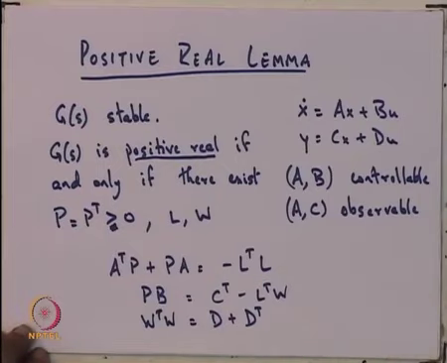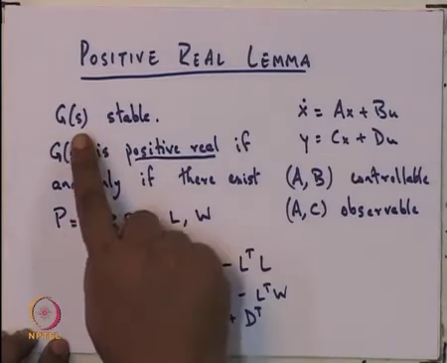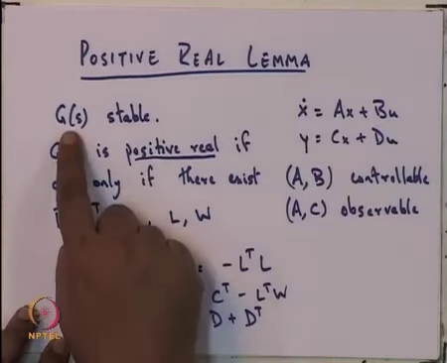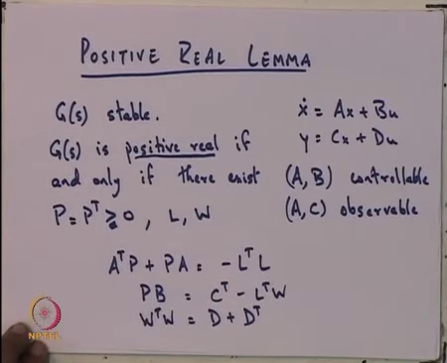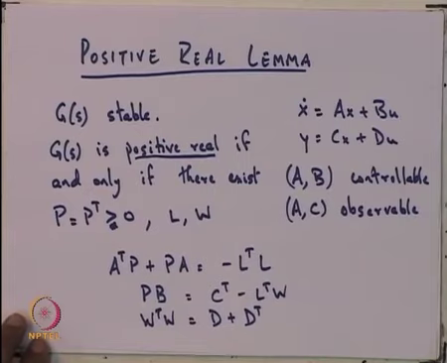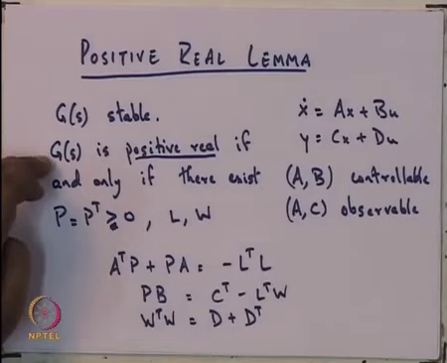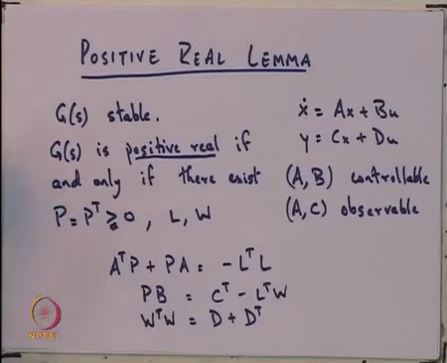Now, in the last lecture, what I did show is the following: suppose we assume that there is a G(s), and we assume this is the minimal state representation, and we assume that there are matrices P, L and W such that these equations are satisfied, then what it means is that the transfer function results in a system which is passive.